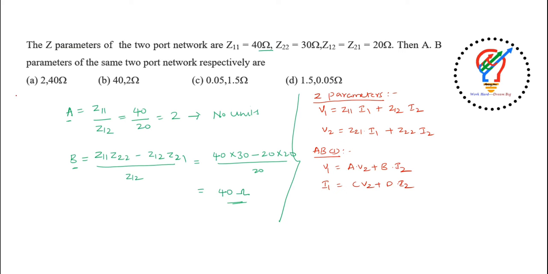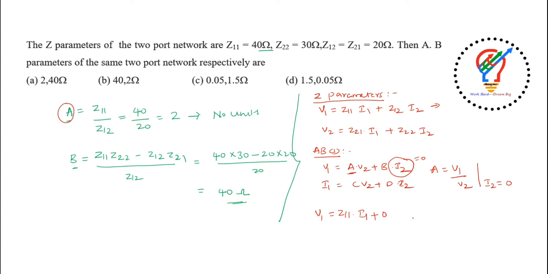For example, I want the parameter A here. If you want the parameter A, you make I2 equal to 0, yes or no? Once you make I2 equal to 0, A is equal to V1 by V2 when I2 is equal to 0. This is the formula. Apply the same formula here also: V1 is equal to Z11 into I1 plus, since I2 will be 0, 0 here.